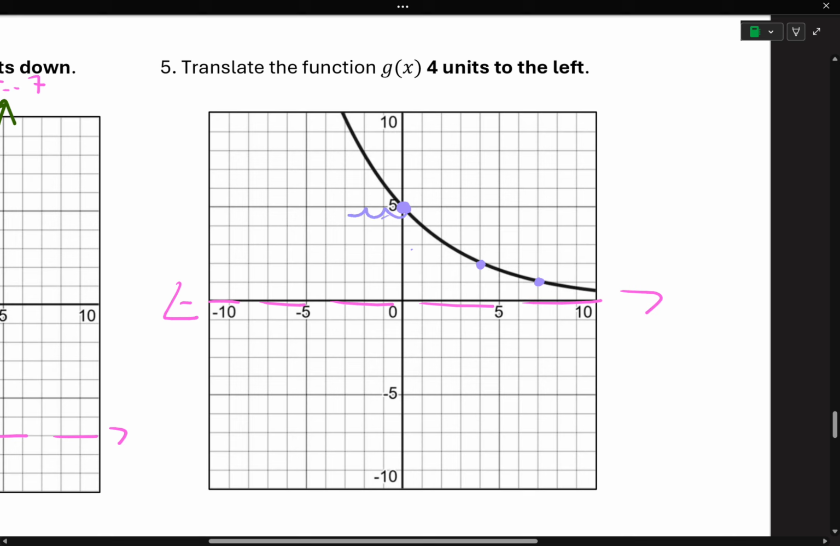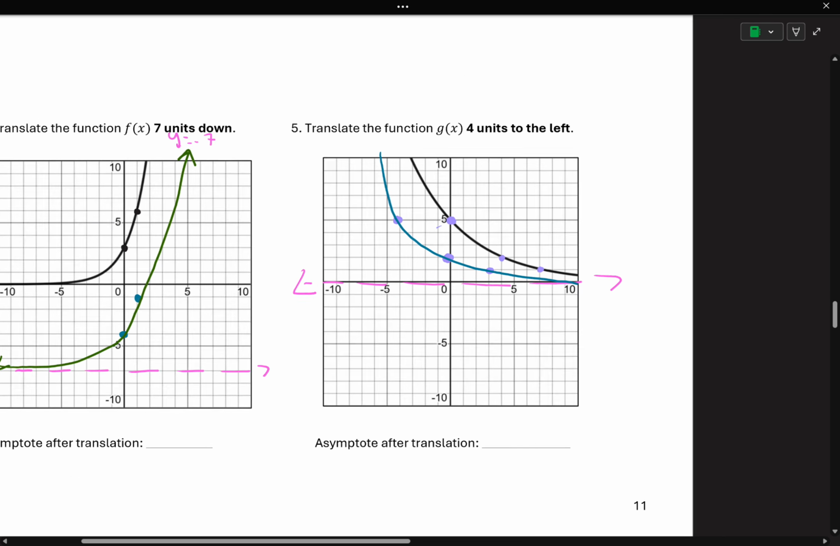1, 2, 3, 4. 1, 2, 3, 4. 1, 2, 3, 4. And then, of course, we connect them. And there's my graph. Moved 4 units to the left.